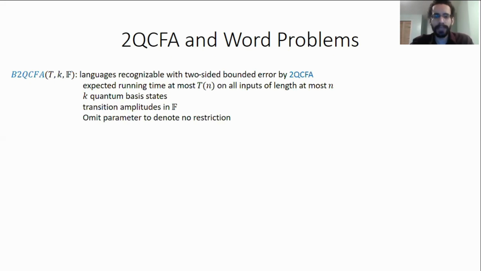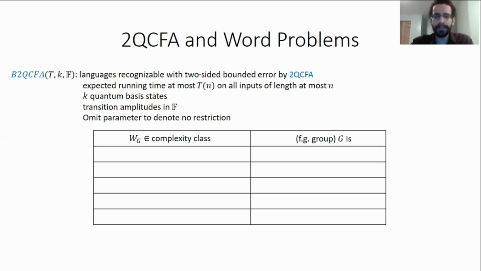Now, we show several results. I'm just going to state a few of them. First, in this paper, we show that if G is virtually abelian, then the word problem of G is recognizable by a 2QCFA with bounded error in polynomial time, where that 2QCFA has a quantum register with only two quantum basis states. In other words, it's a 1-qubit machine, and the transition amplitudes of the 2QCFA are all algebraic numbers, so only simple transition amplitudes.